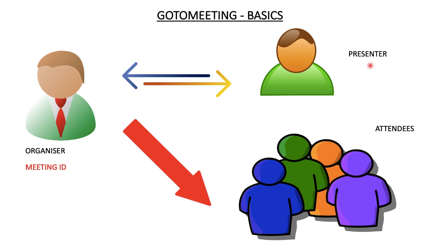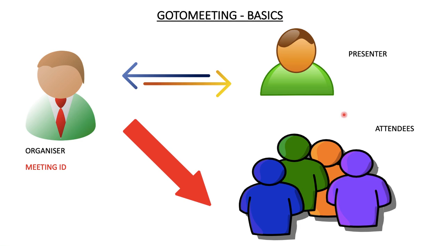The next person involved is a presenter. So in the majority of the cases, the organizer would be the one who is also the presenter or the host of the particular meeting. However, if it's a big organization, you would have an administrator who would actually be scheduling the meetings, and then you would have another person who might also be an attendee to actually present the particular meeting.